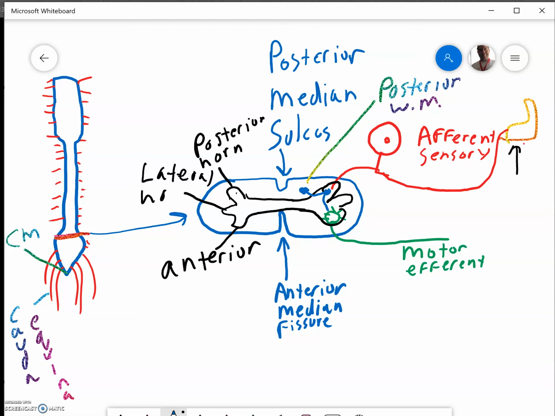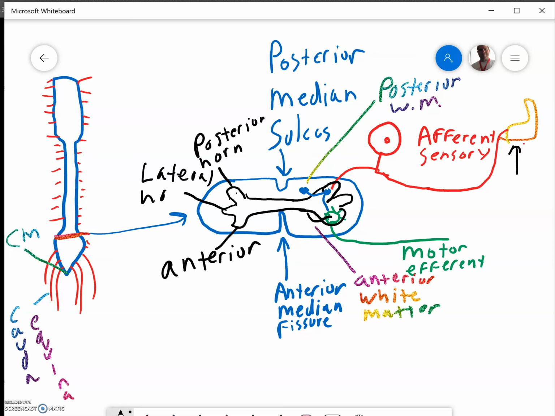Likewise, we have white matter on the anterior side. Well, if that's posterior white matter, this side must be anterior white matter. And the anterior white matter generally has projection tracks coming down from the brain. And yep, you guessed it, those neurons are going to go to the anterior or to the lateral horns and send signals out on motor pathways.